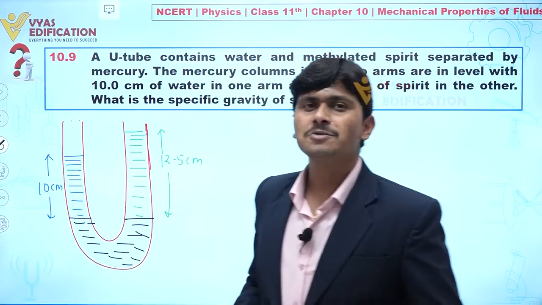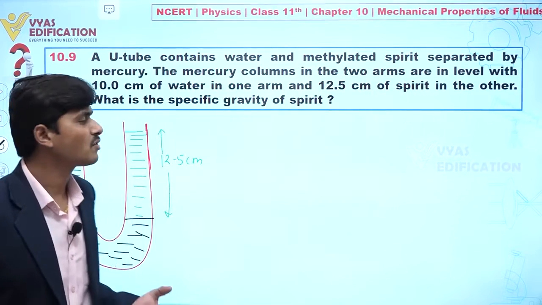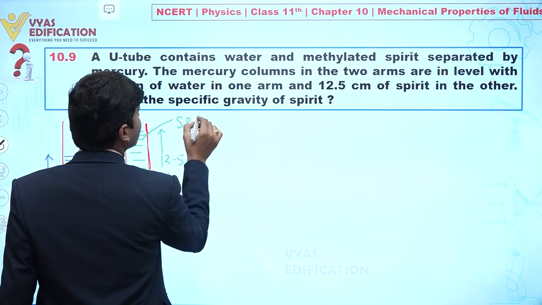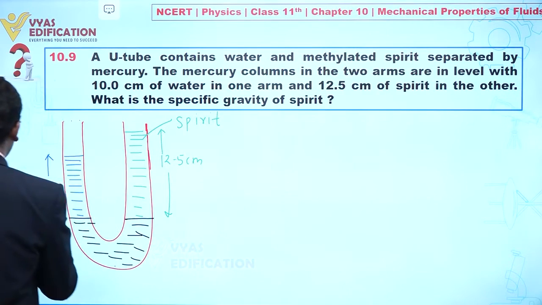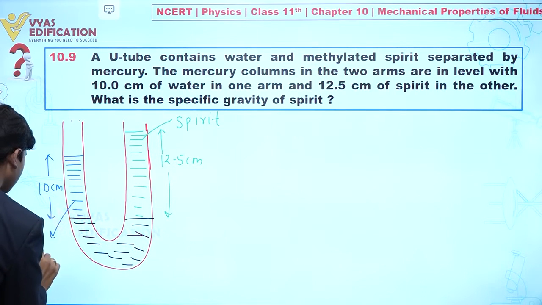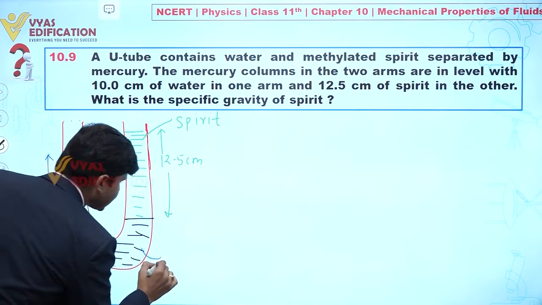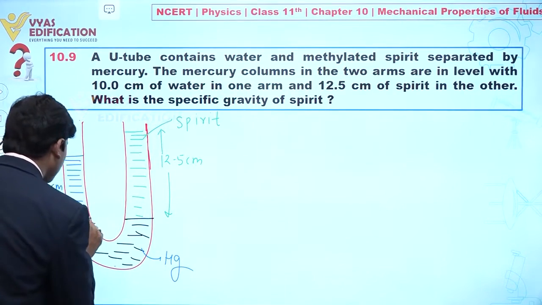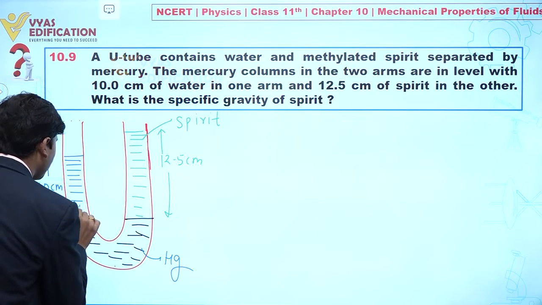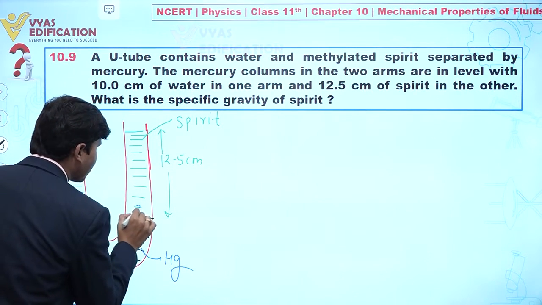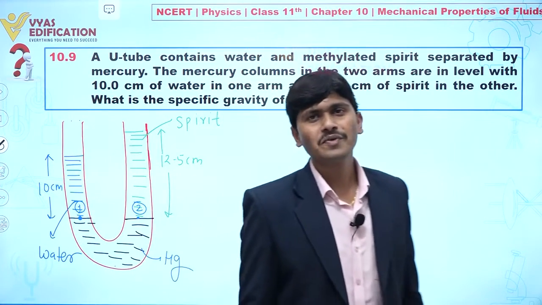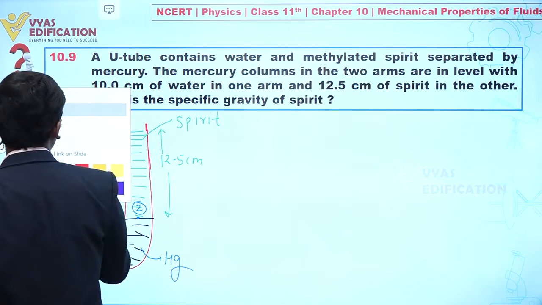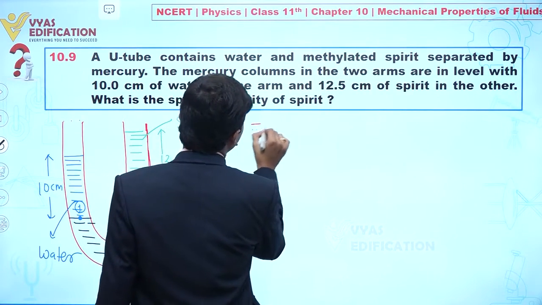If we want to calculate specific gravity, it means first we have to calculate the density of this spirit. Here we have spirit, and here we have water. This is water, and this is mercury. Now how can I calculate? Let's suppose I take point number 1 and point number 2. At 1 and 2 the pressure is the same. So if the pressure is the same at 1 and 2, I can write P1 equal to P2.